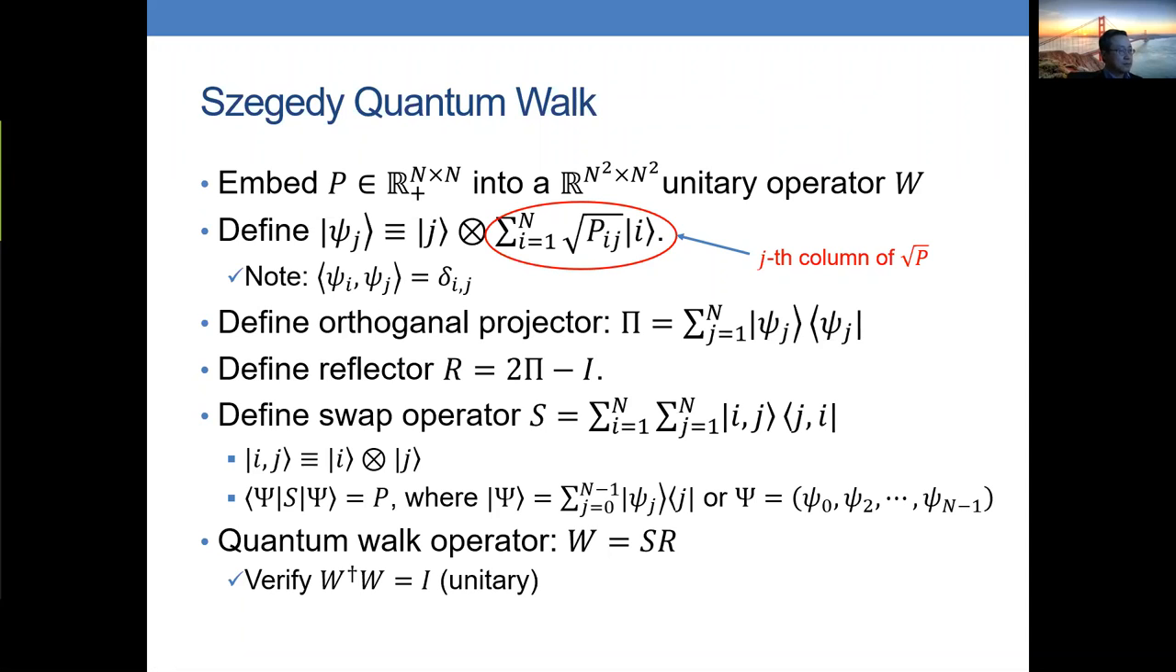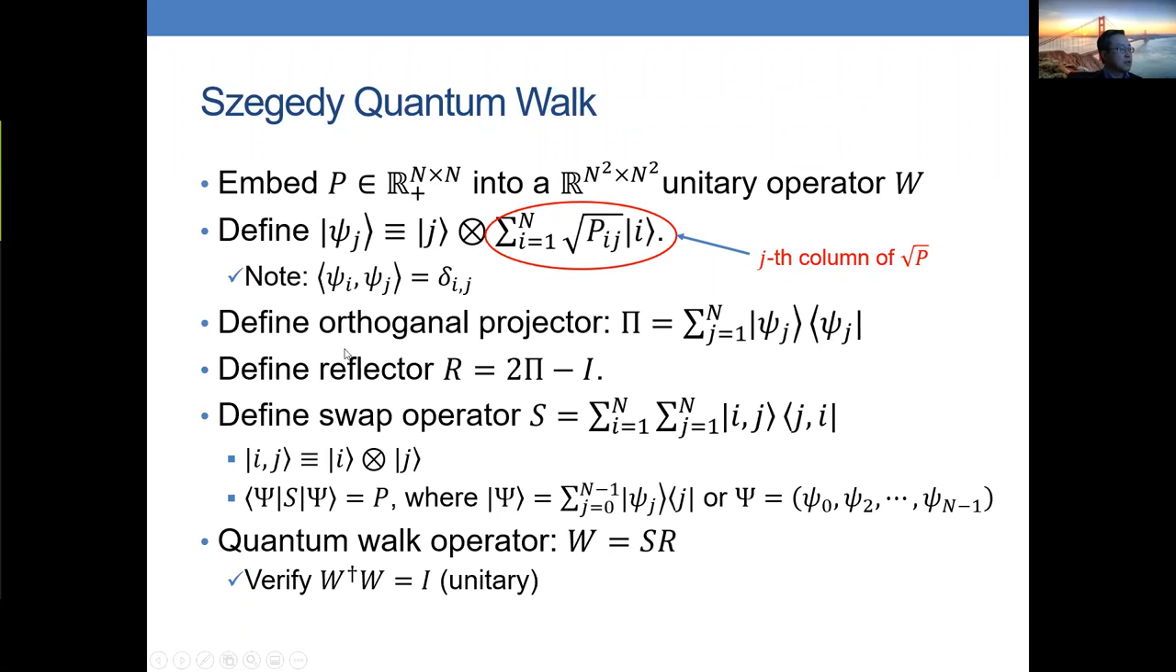It's a little bit technical, so let's see if I can explain this well. You have a P, which is an n by n matrix. We're going to create a matrix much larger than that, actually n squared by n squared. What we do is we take the jth column of P and take the Kronecker product with the elementary basis vector j, the jth column of the identity. That gives us a vector, because of the Kronecker product you go from n to n squared.